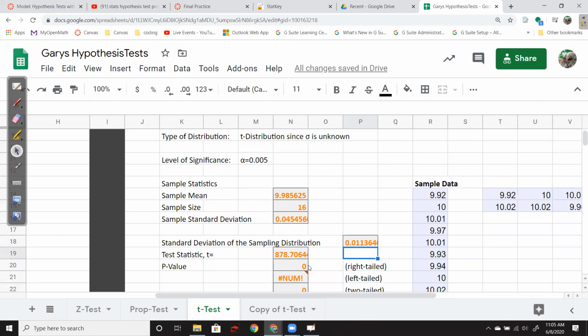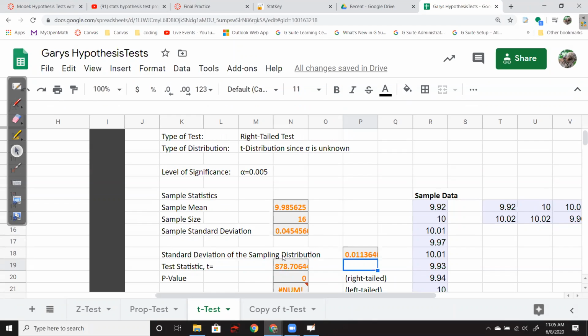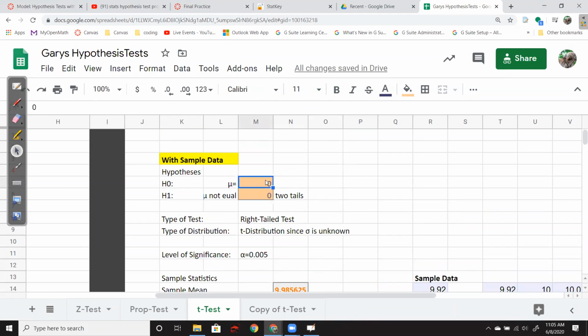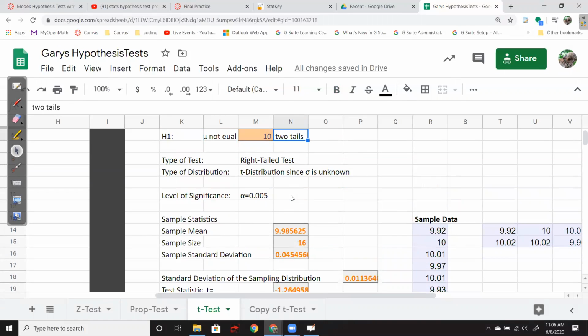The t-statistic, mine says 878. That's insane. A t-score is usually going to be between -3 and 3. Sometimes you might get something like 7, 8, or 9, but not 800. So what that means is I forgot to enter the correct null hypothesis. So my null hypothesis was that the mean was 10, or it was not 10 for the alternative. I still have a not equal to like my previous example, so I'm not going to change that. I'm still doing two tails, but now I should get a more reasonable test statistic.